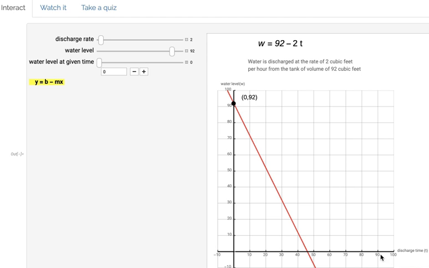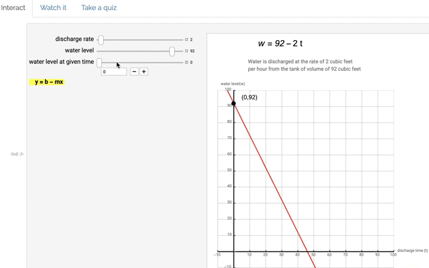Here the x-axis represents the discharge time t, and this is the water level. Now the water level is going to go down as t increases. As t increases, the water level W goes down. Now let's see how it goes. Initially the water level is 92, so when t equals 0, it's (0, 92).